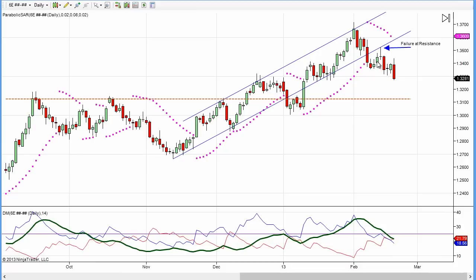But what you want to see is a failure of the bottom resistance here. This previous support is now going to be resistance, so when we tried to test it and failed, that's when you get on and go short. And so right about here, you can see we've just gone down since we failed to breach resistance.